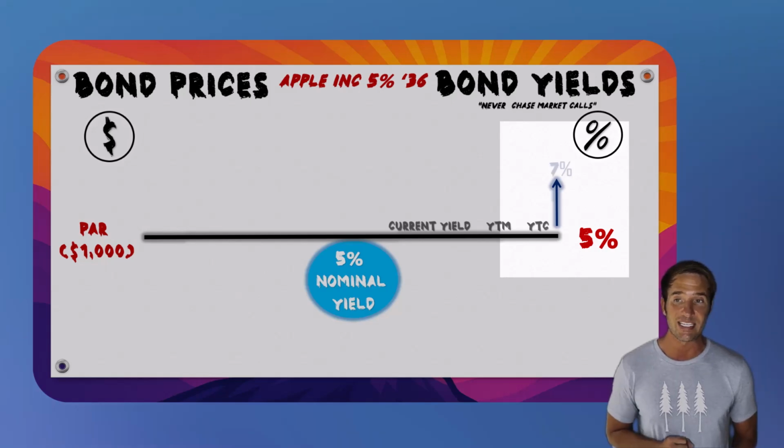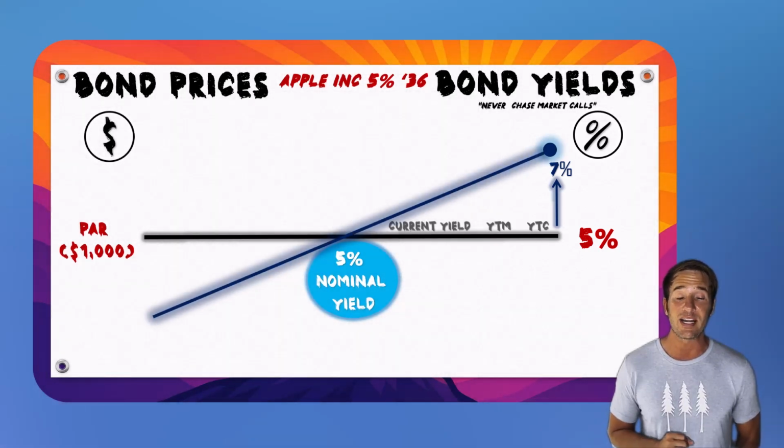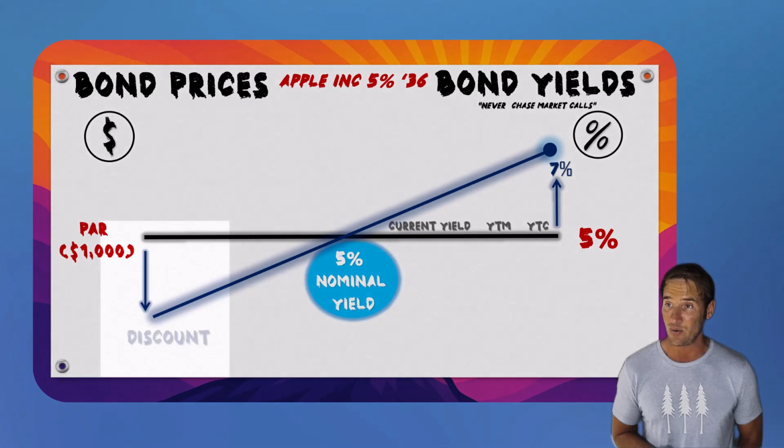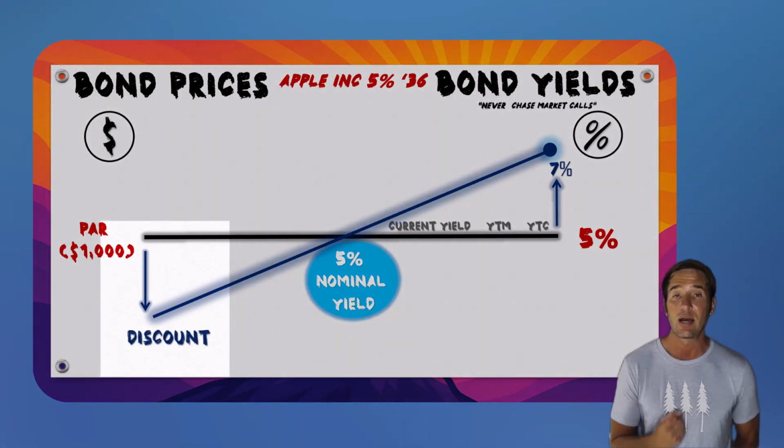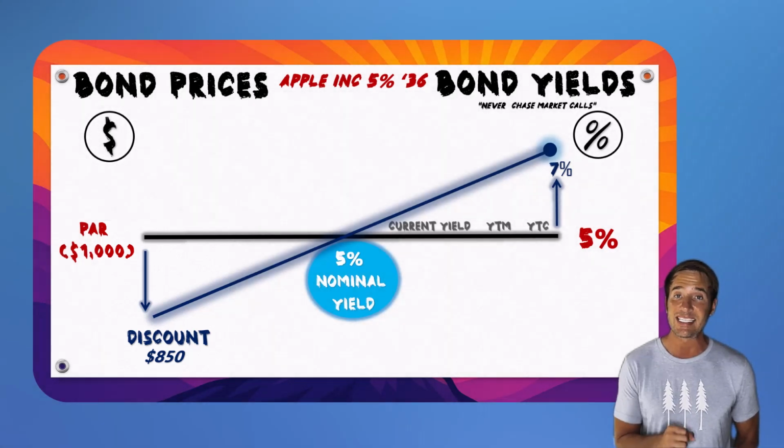We said they had risen to 7%, so we're going to go ahead and draw our check mark on the top right, and our line is going to slope downward. Now we can tell that this bond is trading at a discount because it's trading below par. I said for the purposes of our example that that discount was 850. Okay, so now we need to go ahead and stack our yields.